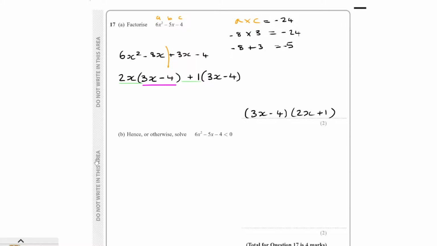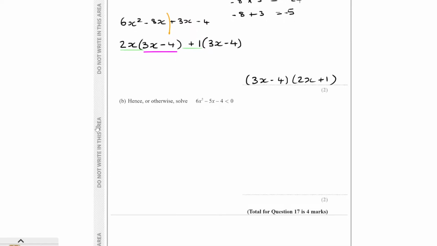Part B, they've said, hence or otherwise, solve this inequality, which is exactly the same quadratic, but now it's in an inequality form. So, hence or otherwise, I'd probably use hence. I'd probably use based on that previous answer. So solving quadratics, option 1 is normally trying to factorize. There are other options like quadratic formula, completing the square, things like that. But normally you try and factorize. In this case, we've already proven that we can factorize it, so that's why I'm going to use my previous answer.